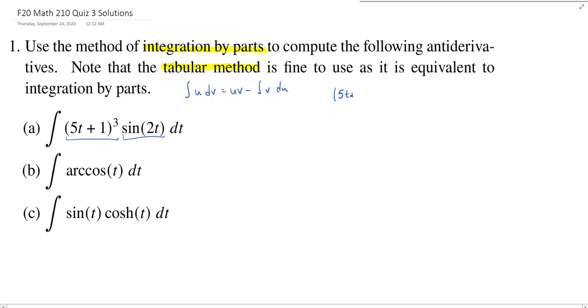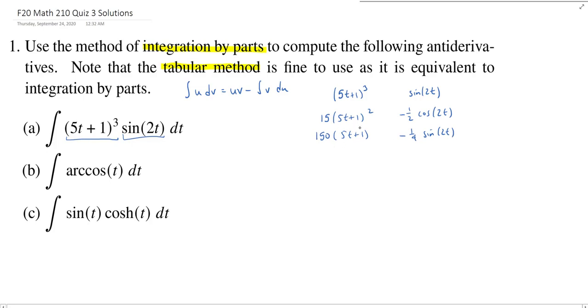Let's take (5t plus 1) cubed as the u, and sine of 2t as our dv. So we're going to differentiate, and when I do that, the 3 is going to come down, but I'm also going to get a 5 because of the chain rule. So I'll get 15 (5t plus 1) squared. And over here, when I antidifferentiate, I'm going to get a half, and the antiderivative of sine is negative cosine of 2t. Now I can see ahead what the pattern is going to be. I'm going to keep differentiating until I get to 0, and then I'll antidifferentiate as many times as I differentiated. The next time I'm going to get 30 times 5, which is 150, times (5t plus 1) to the first. I'll antidifferentiate, and that'll give me a negative a fourth sine of 2t.